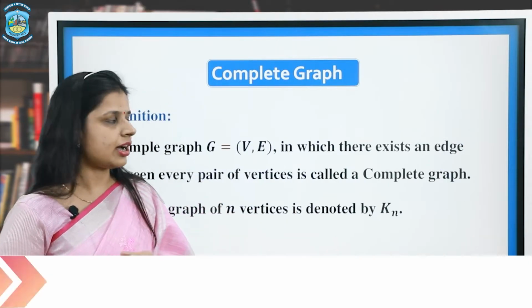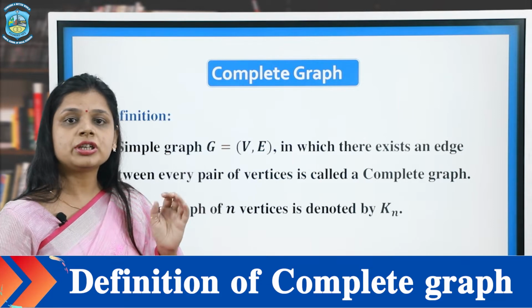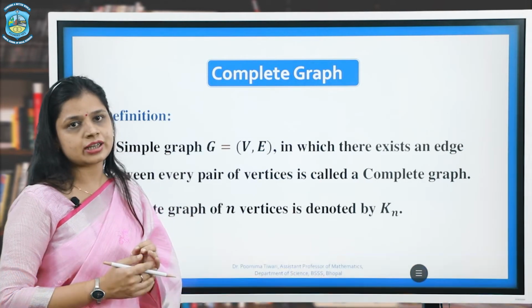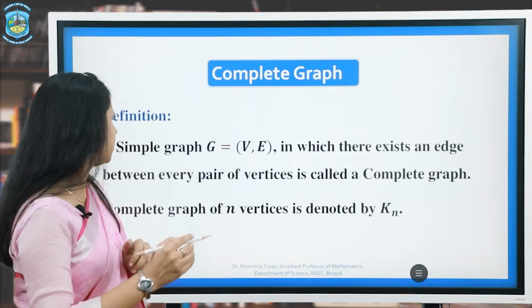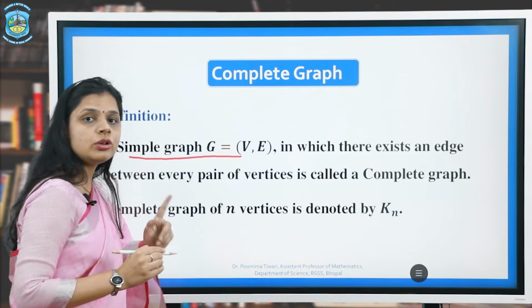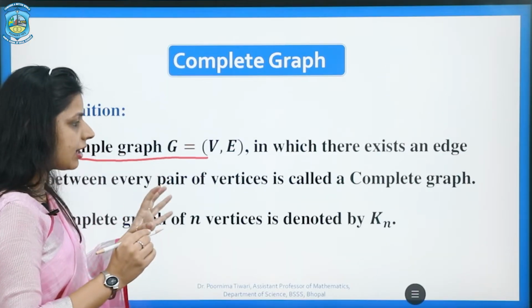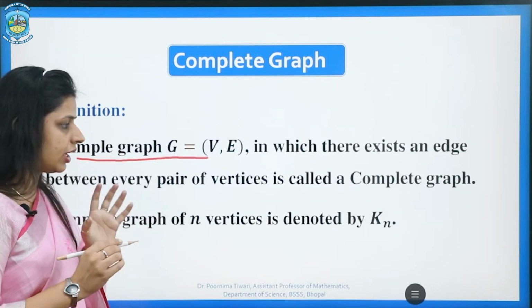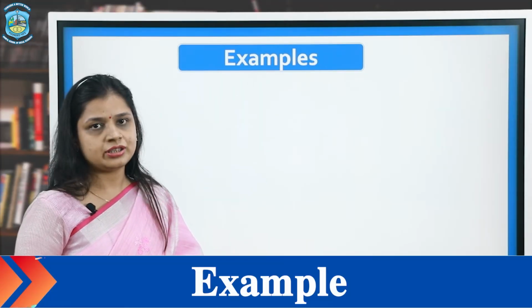A simple graph G in which there exists an edge between every pair of vertices is called a complete graph. Here you must note down that this concept is defined only for a simple graph. And if we have a complete graph of n vertices, we denote it by Kn. Let us draw some complete graphs.